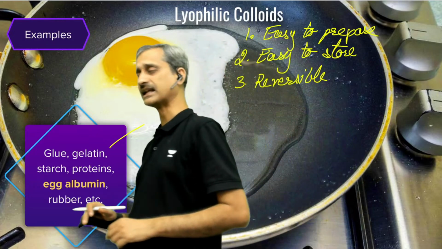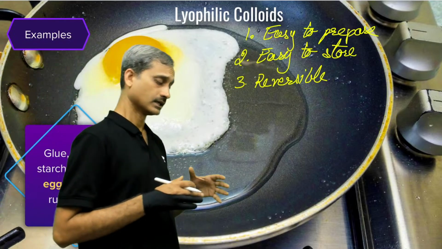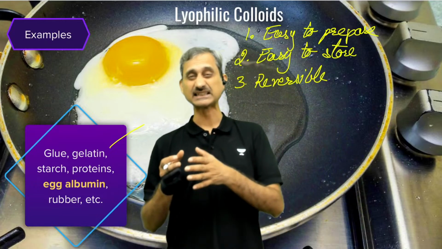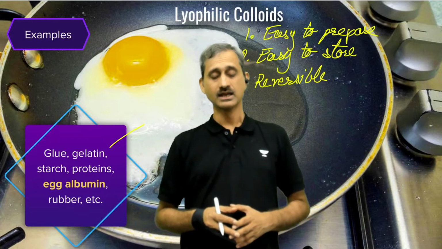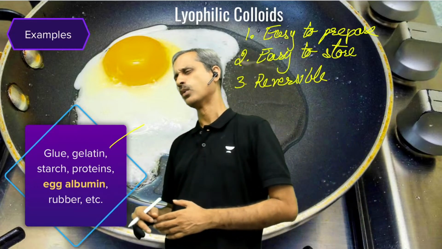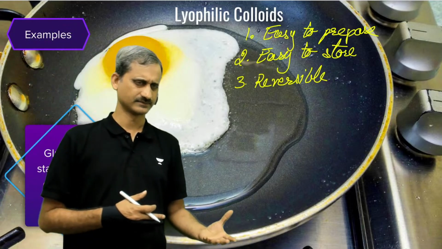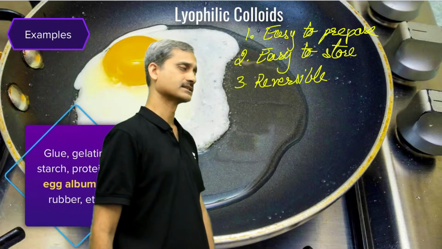Now, this gives us an idea that when we talk about colloid formation, the system must be at a specific temperature for the colloid to be formed. At a very low temperature, the colloid won't be formed that easily. That's going to get coagulated. Is this clear?